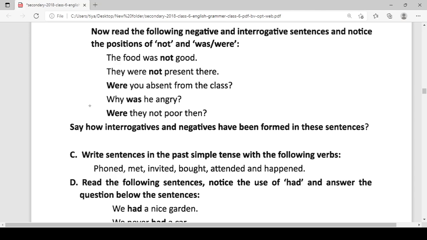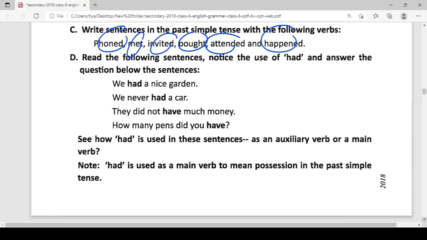Okay, like phoned: I phoned him, but he didn't reply. Met: I met him yesterday. Invited: He invited me to the party. Bought: I bought a pen yesterday. Attended: I attended the marriage party yesterday or two days ago. It happened before. Okay, so read the following sentences again and notice had and answer the question.